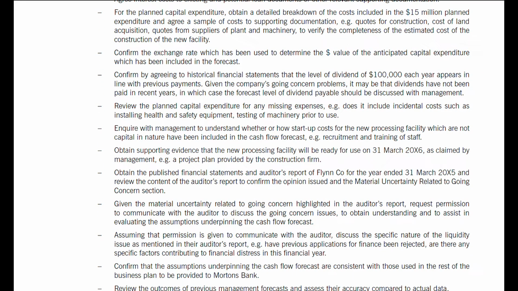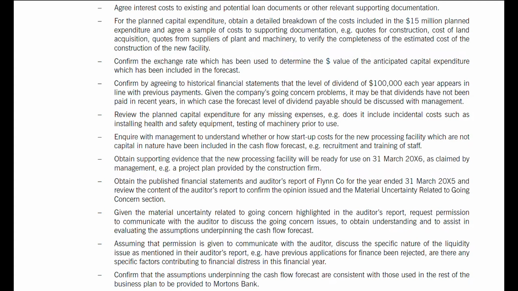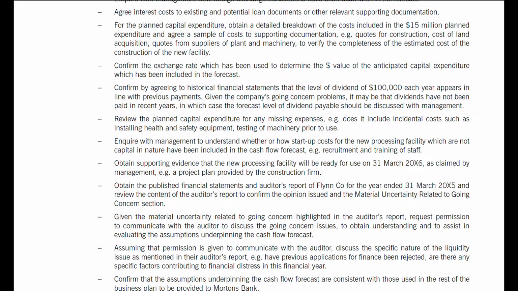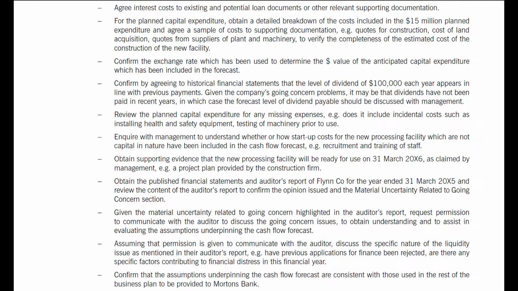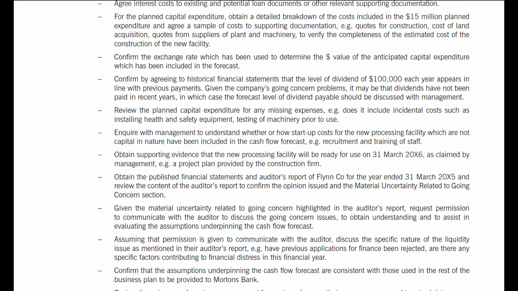Confirm the exchange rate which has been used to determine the dollar value of the anticipated capital expenditure which has been included in the forecast. Confirm by agreeing to historical financial statements that the level of dividend of $100,000 each year appears in line with previous payments. Given the company's going concern problem, it may be the dividends have not been paid in recent years, in which case the forecast level of dividend payable should be discussed with management.